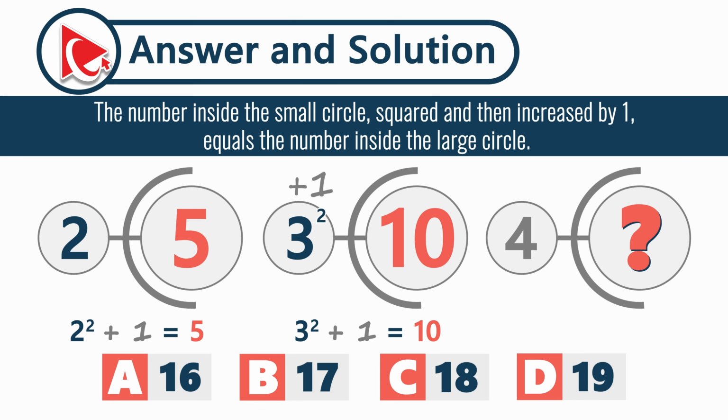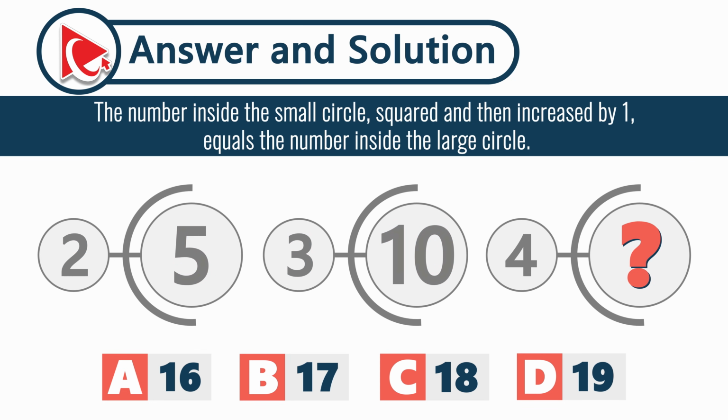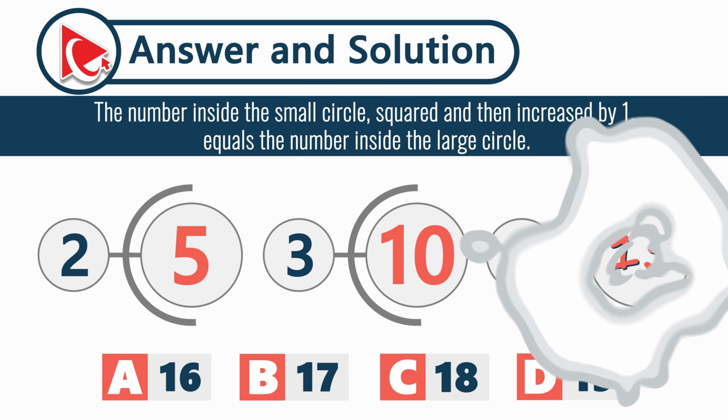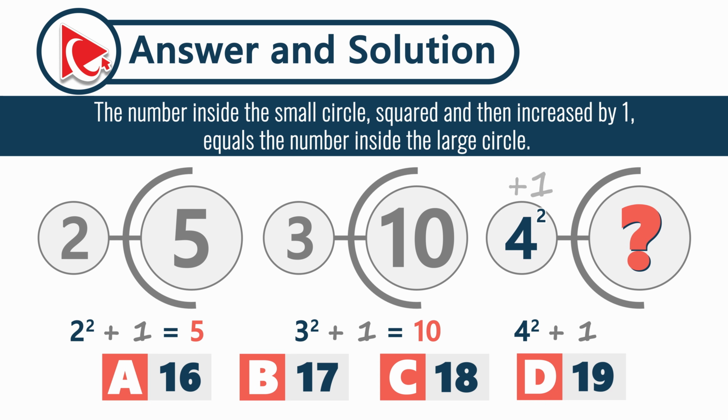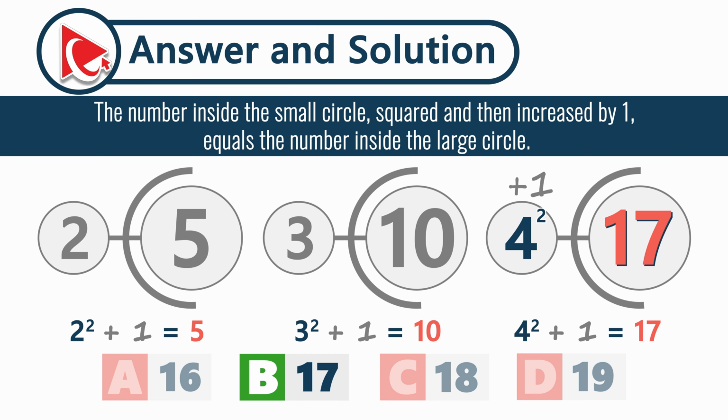What's interesting here is that if you look at the original question, you might have spotted different patterns. If you just look at the numbers in small circles, you see that they increase by 1, and the numbers in the large circles increase by 5, 5 and 10. But then the final number would be 15, which is not one of the existing choices. But now you know how to calculate the missing number. 4 squared plus 1 equals 17, and the correct answer here is choice B, 17.